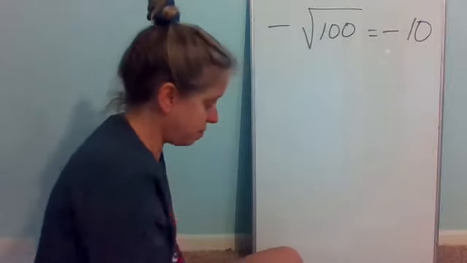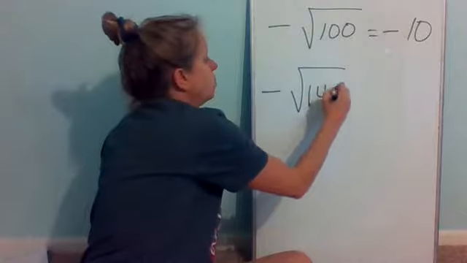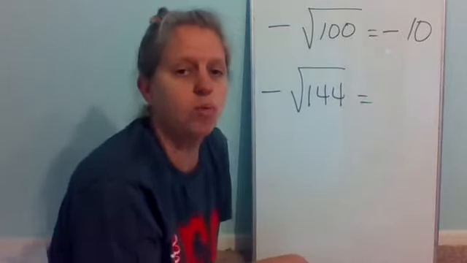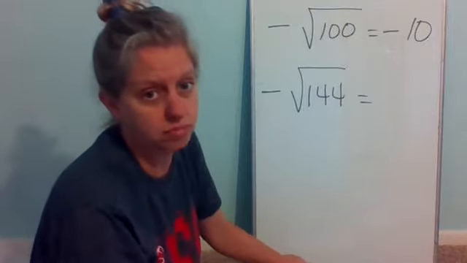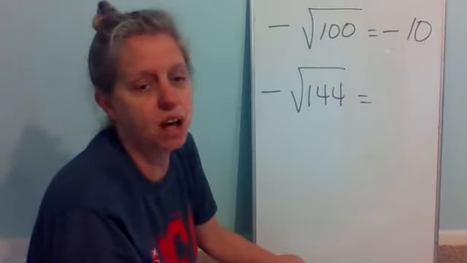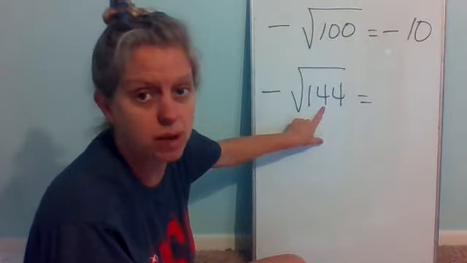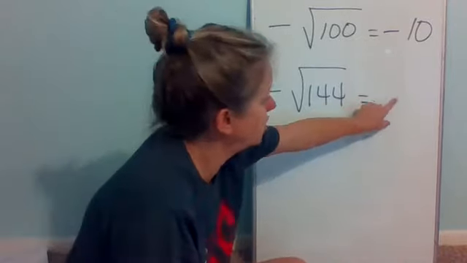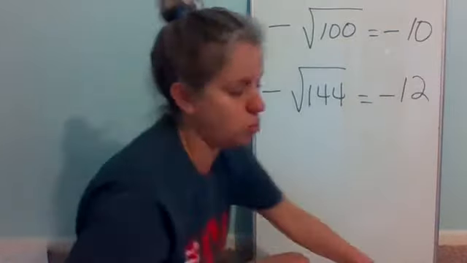Okay, same thing on number 5. You have the negative of the square root of 144. So 144 was not in the list, but that doesn't mean it's not a perfect square. What times itself is 144? 12, right? 12 times 12 is 144. So I would bring the negative over, and it would give me the negative of 12, which is negative 12.